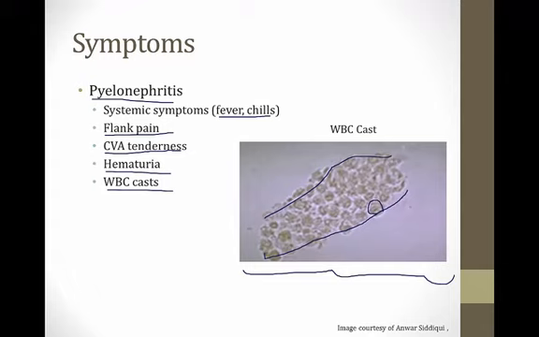Now remember, these infections ascend to the kidney, so patients with pyelonephritis may also have symptoms of cystitis like dysuria and frequency and urgency, but if it's an uncomplicated cystitis, they won't have any of this stuff up here. If you see systemic symptoms and flank pain and CVA tenderness and casts, then you know that the infection has gone all the way up to the kidneys.